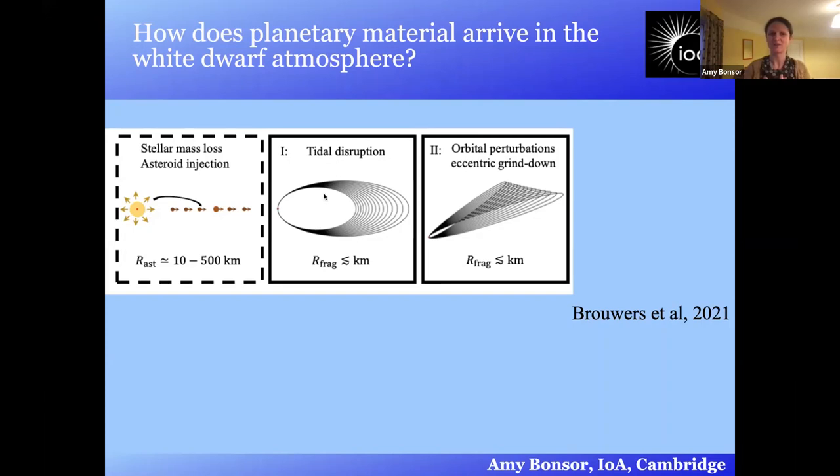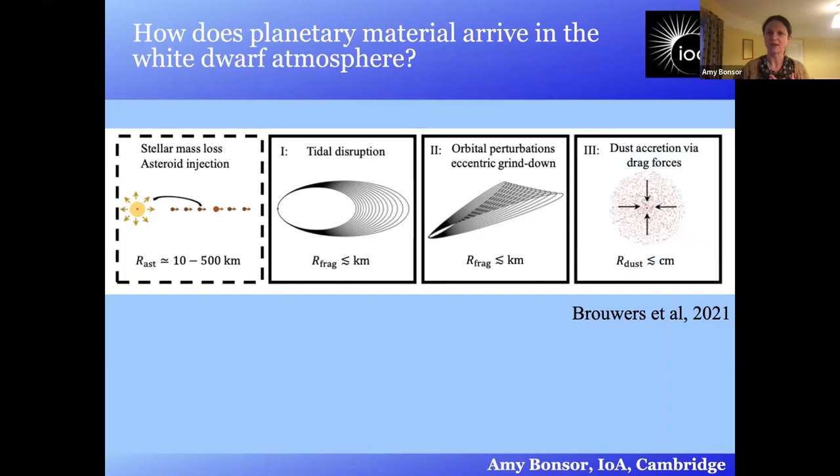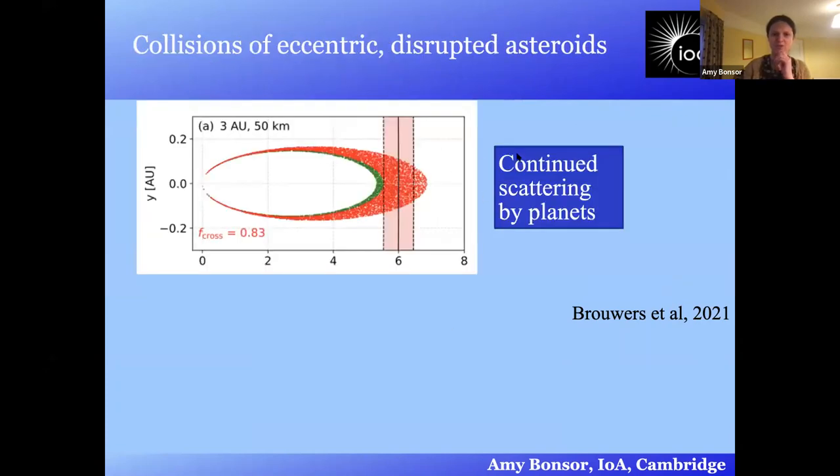So essentially these fragments on these pristine orbits now end up on crossing orbits, and that leads to collisions. Collisions grind down the material into small dust, and that small dust can accrete via drag forces onto the star. So that could be Poynting-Robertson drag, or it could be gas drag that enables that accretion onto the star. And so Mark proposed two ways that you can get these orbital perturbations.